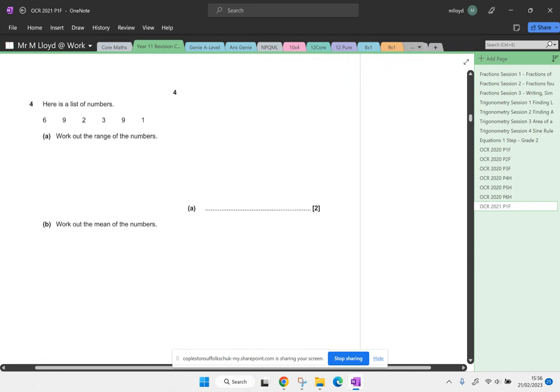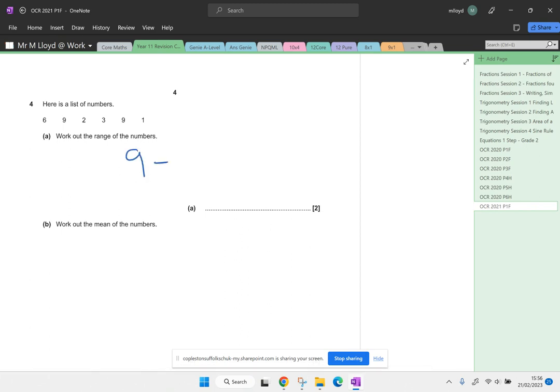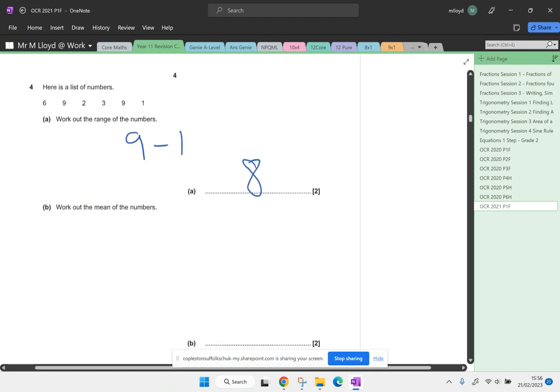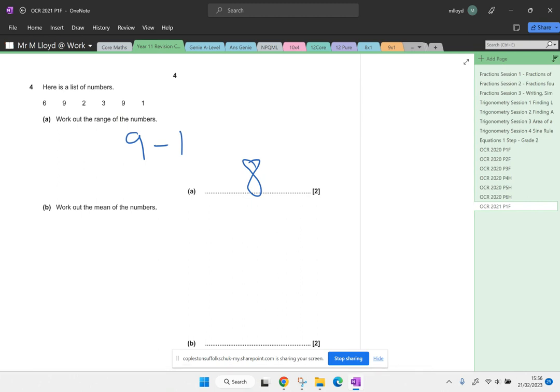4a, here is a list of numbers. Work out the range. So the biggest number is 9. The smallest number is 1. So our range is 8. Work out the mean of the numbers. So we're going to add all those numbers together. Use your calculator. I don't want to see or hear of people making silly arithmetic errors here. So we've got 30, and then we divide by 6 because we've got 6 numbers, and that means that the mean is 5.